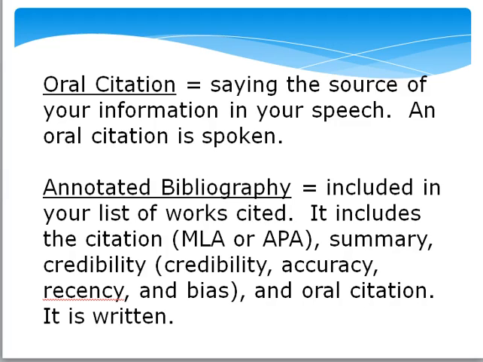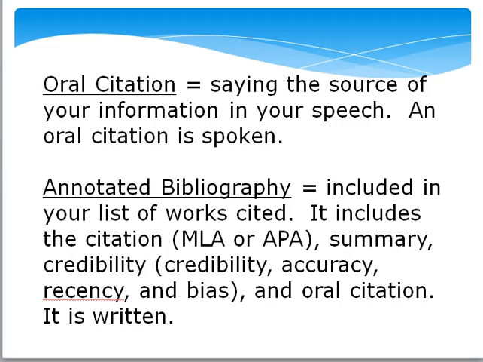An annotated bibliography is included in your list of works cited at the end of your preparation outline. It includes the citation, either in MLA or APA format, a brief summary of the source, credibility, which includes credibility, accuracy, recency, and bias, and finally, you will write into your annotated bibliography the oral citation, or how you hope to say the source during your speech. An annotated bibliography is written, and again is included with your list of works cited.